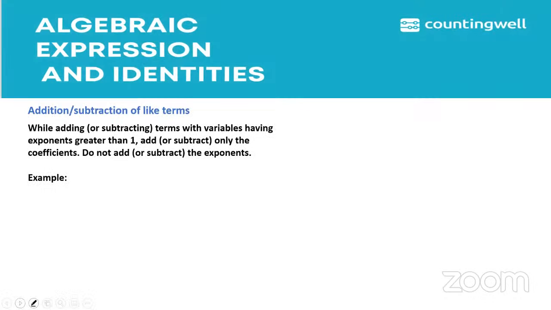Also, while adding or subtracting terms with variables having exponents greater than 1, you should only add the coefficients. Do not add or subtract the exponents. For example, if you want to add 4p cube and 7p cube, then just add the numerical coefficients which are 4 and 7. You need not add 3 and 3, the powers of p, to get and write it as 6. So p cube should be taken common and you have to add numerical coefficients 4 and 7.